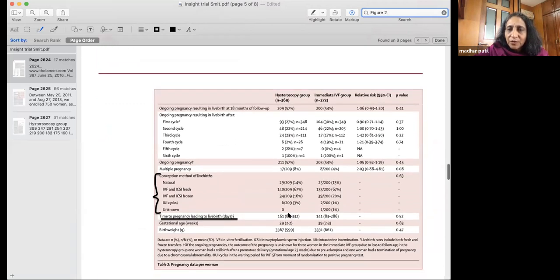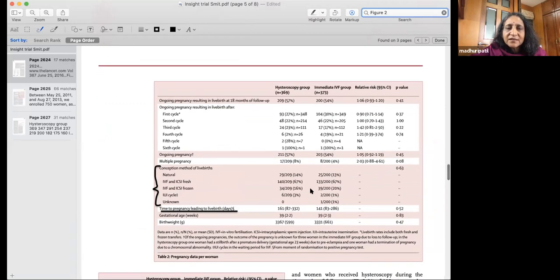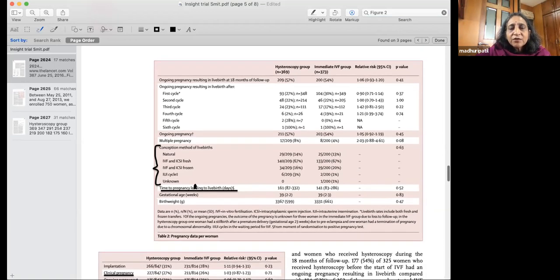And if you look at the analysis here, also the pregnancy rate per cycle, you can see that the maximum was seen in the first cycle, then in the second and third it was almost similar, and afterwards it keeps on reducing. Then here, for the method of conception, they have also looked at natural conceptions after they've done the hysteroscopy, and when they have not done the hysteroscopy and the patient was waiting for IVF. You can see that they had an equal number of cases, and they have also calculated the time to pregnancy leading to live birth rate.